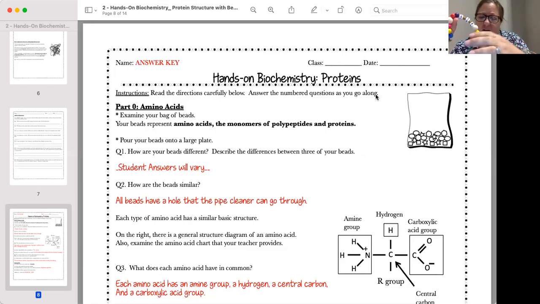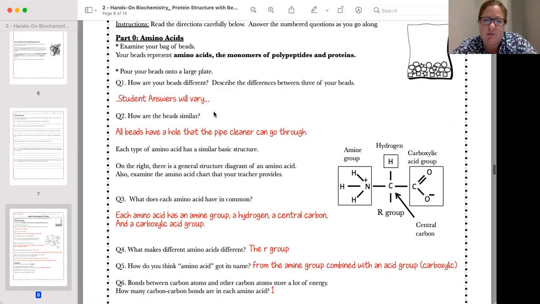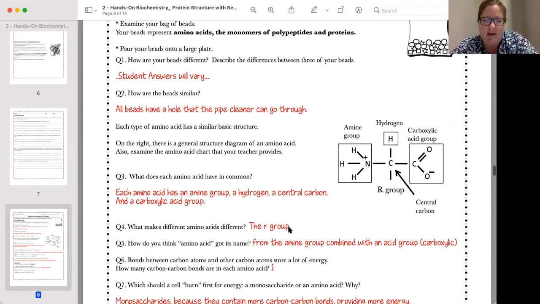All the proteins do have a hole that goes through the center of the bead, so they are similar in some way. And if we look at this, each amino acid is similar in their basic structure. You have an amine group, a hydrogen, a carboxylic acid group, and an R group attached to your central carbon. What does each amino acid have in common?